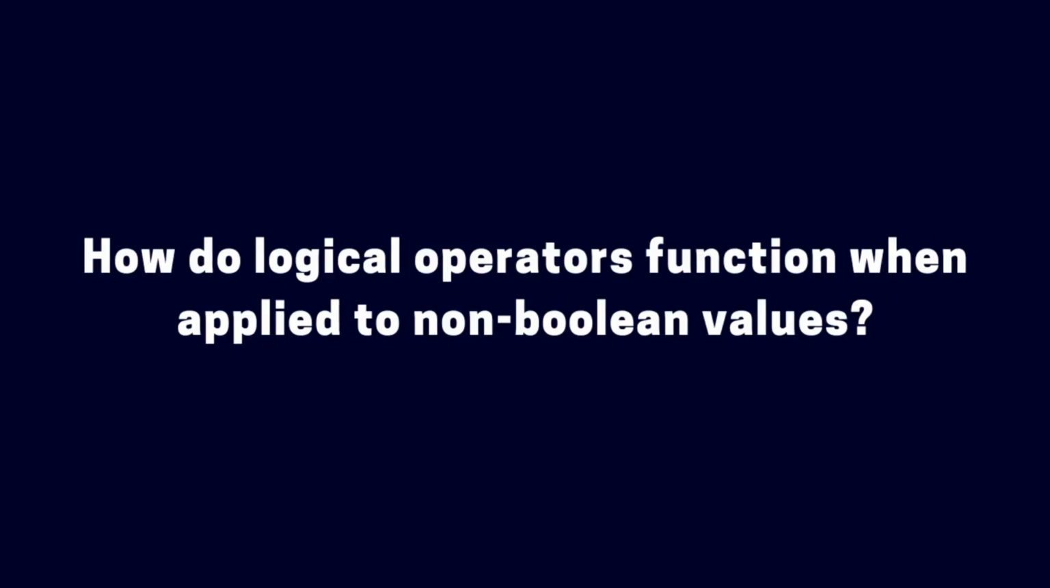How do logical operators function when applied to non-Boolean values? Logical operators are evaluated from left to right. If you're using the OR operator, once JavaScript evaluates an operand to be truthy, then it will return that value. If you are using the AND operator, then all the operands need to evaluate to truthy. In the case when it's true, then it will return the last value in the expression.